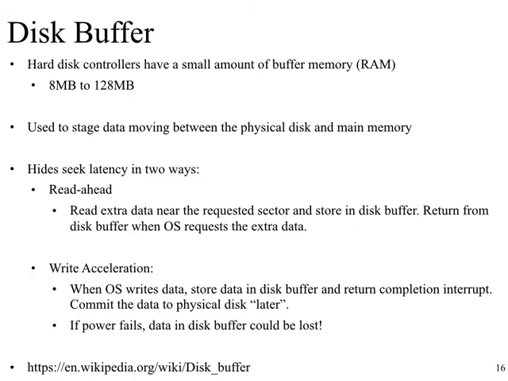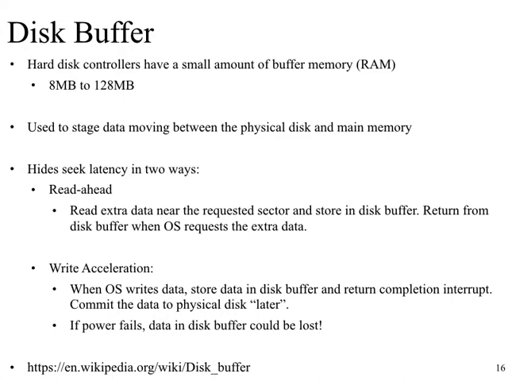There is an additional component of the disk that plays an important role in disk I/O performance. This is known as the disk buffer. The disk buffer is a small amount of memory, basically random access memory, that is integrated with the disk controller. This is typically about 8 megabytes to 128 megabytes. The more memory you add to the disk controller, the more expensive the disk becomes. The purpose of the disk buffer is to hold data temporarily as the data is read or written to the disk. There are two ways that the disk buffer is used.